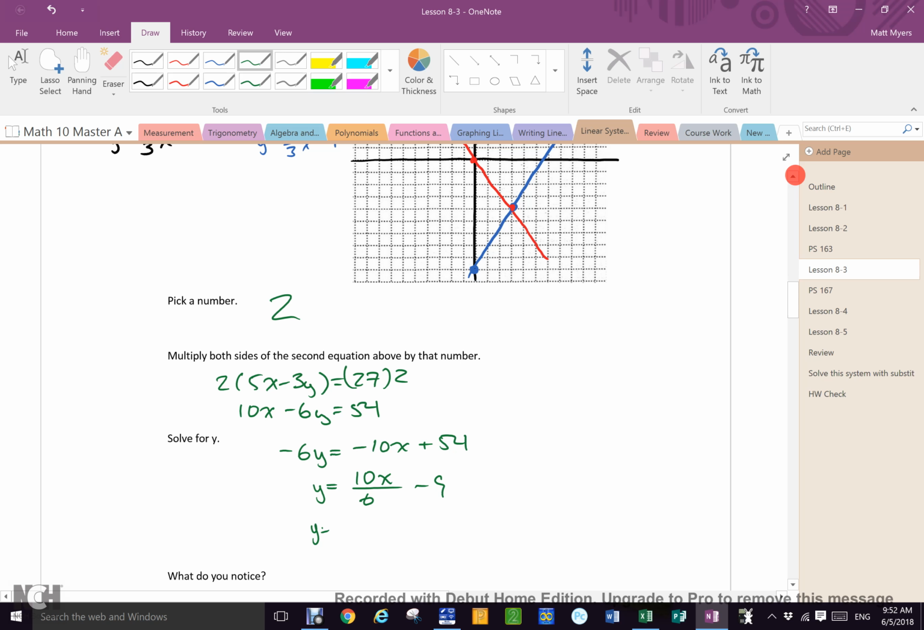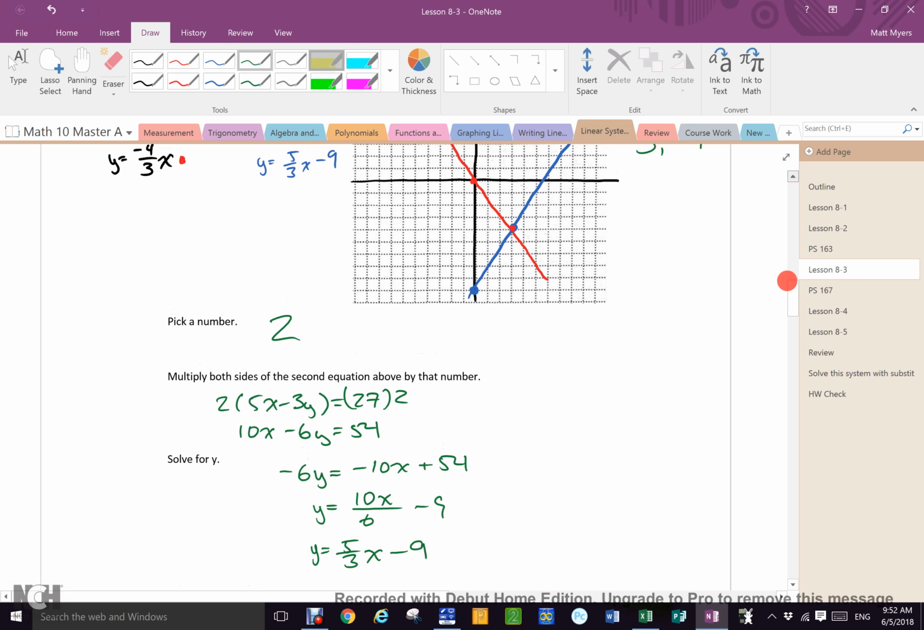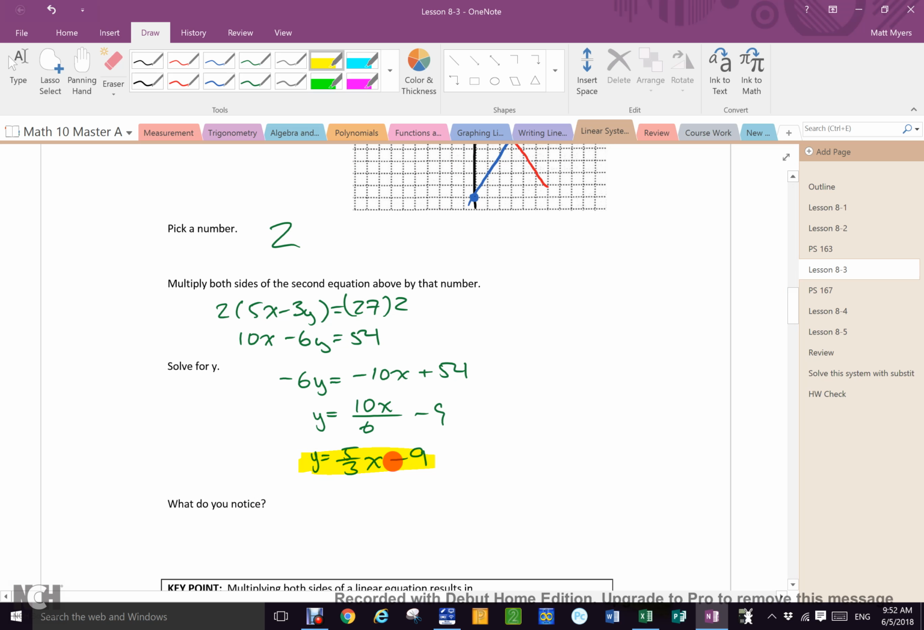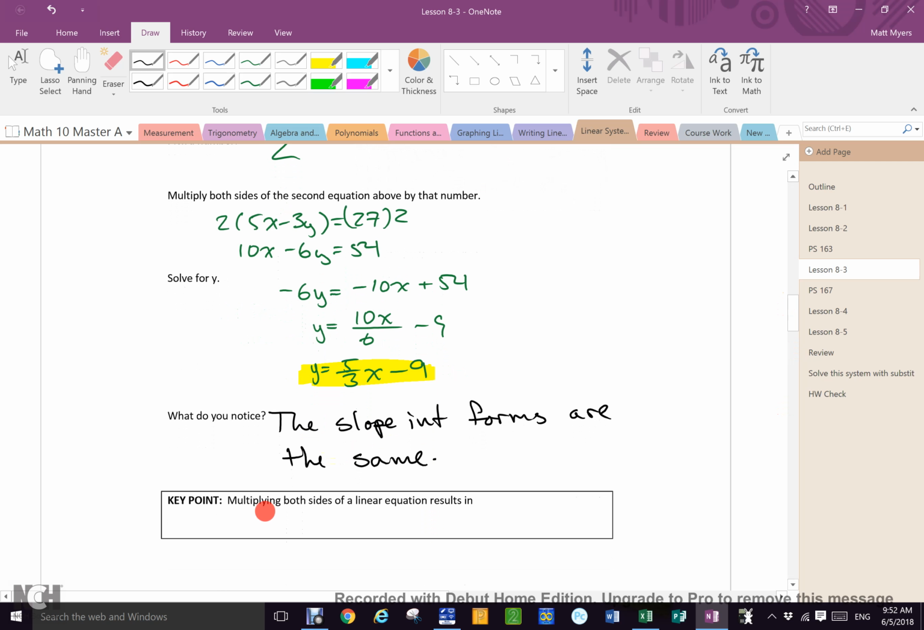What you notice, if I ask what you notice, I will sit here for a minute while nobody says anything, so I'm going to tell you what you noticed. What you noticed is you get the exact same equation. So what does that tell us?